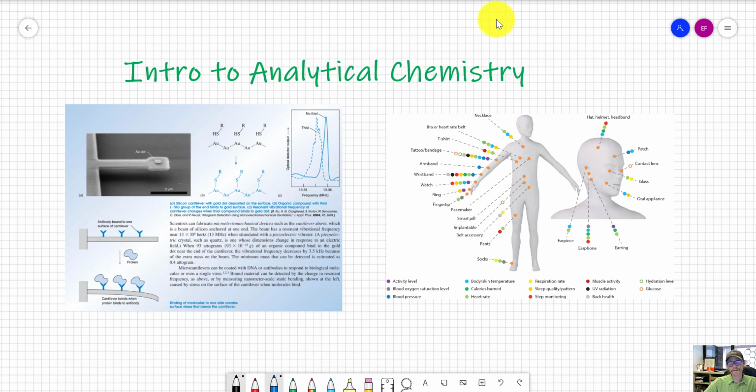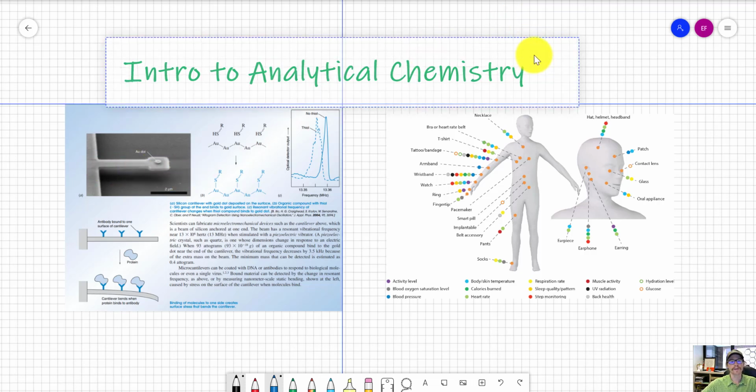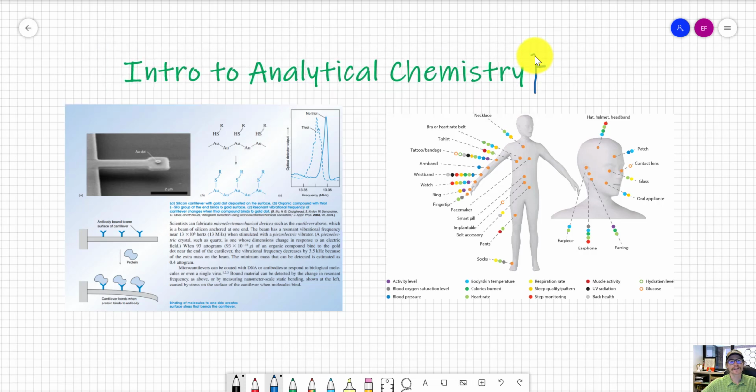So analytical chemistry is this massive subdiscipline. It may not feel that way to you, but it's probably the largest subdiscipline in chemistry. It's also the most employable. It's where most of the jobs exist, because you think about it, analytical chemistry, its central premise is the measurement of chemical or biochemical species.